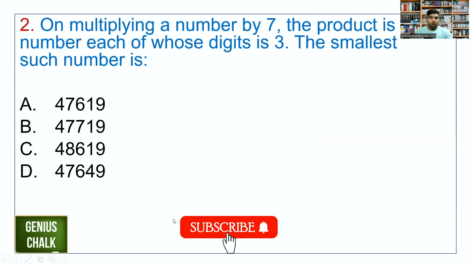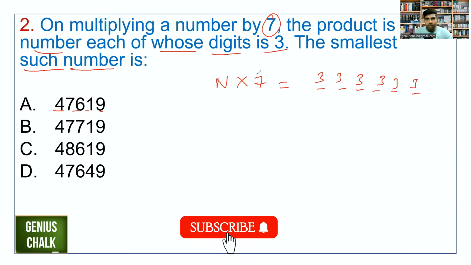Okay. On multiplying a number by 7, the product is a number, each of whose digits is 3. The smallest such number is, right? So take a number and you multiply that by 7, and the answer is all 3s. Whatever number of digits are there, it has to be all 3. Whenever you multiply any number by 7, the answer is all 3. So let's check this by option directly.